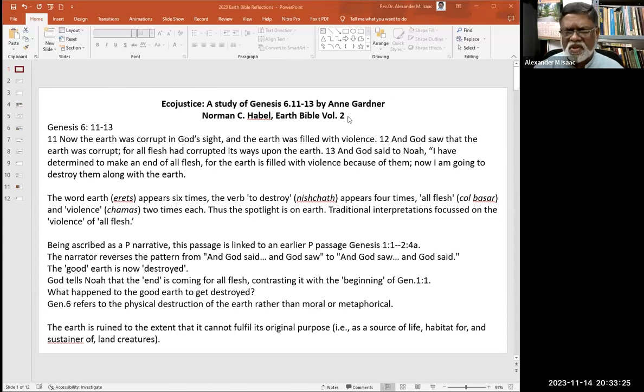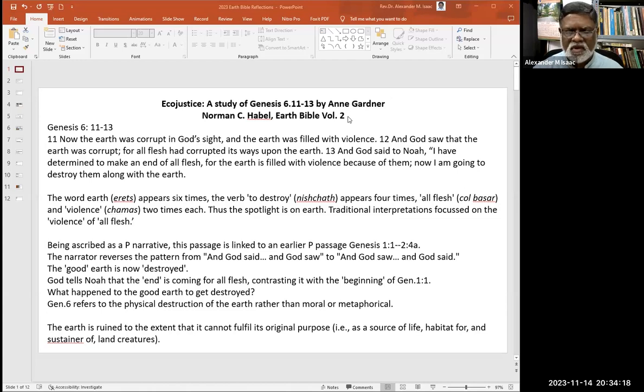Therefore, it's interesting to note that the P narratives, both in Genesis 1 and 6, the passage that we read, reverse the pattern. And God said, let everything appear. And then God saw everything as good. But later, we see God saw that the earth was corrupt. All flesh had corrupted its ways upon the earth. And then God said to Noah, I have determined to make an end of all flesh. I'm going to destroy. See, in the first place, it was creation of everything. But now God is thinking in terms of destroying the earth.